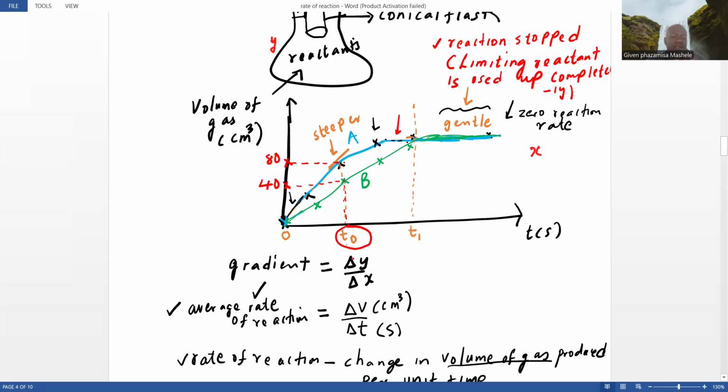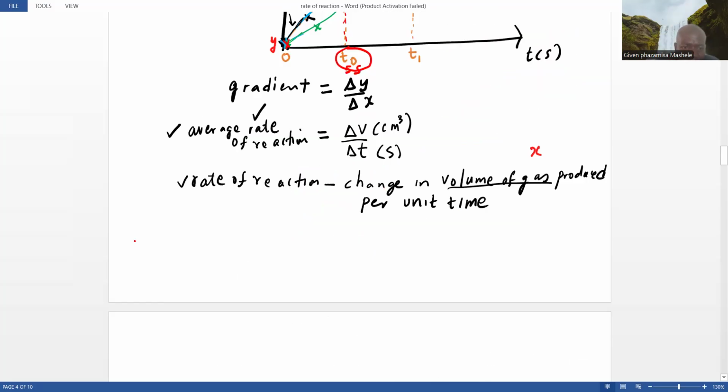We want to calculate the average rate of reaction from 0. So I want to compare the rate of reaction for A and also the rate of reaction for B. Remember, we said it is the change in volume over the change in time. Change in volume, we are referring to the final volume minus the initial volume, divided by the change in time.